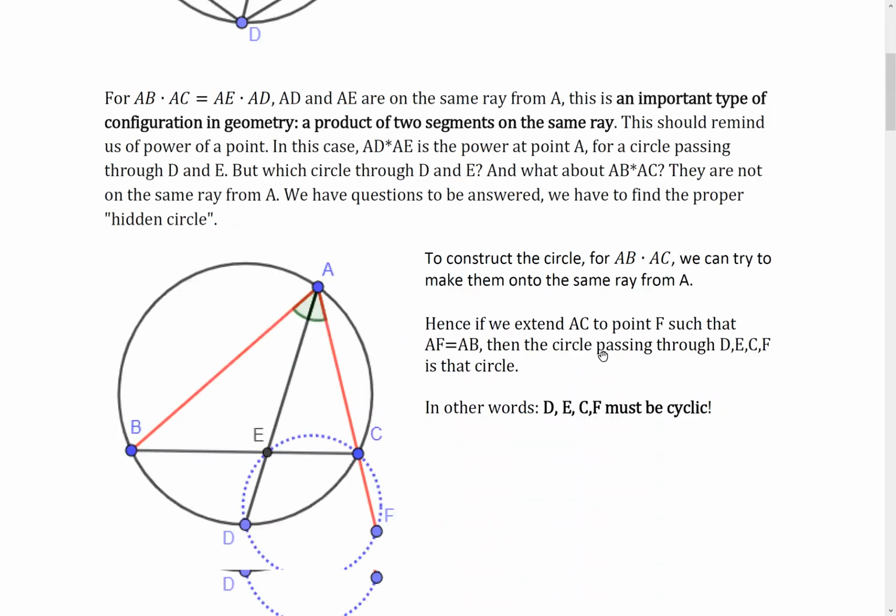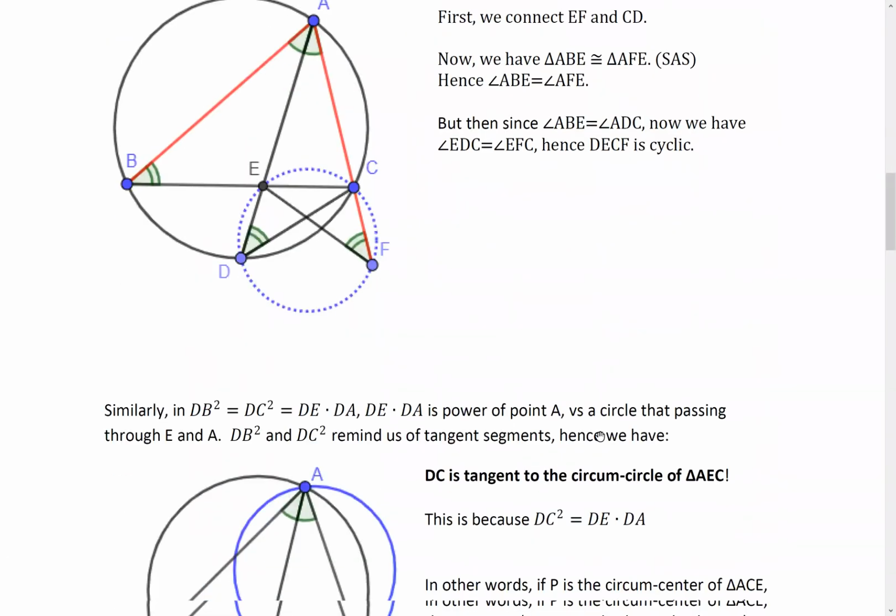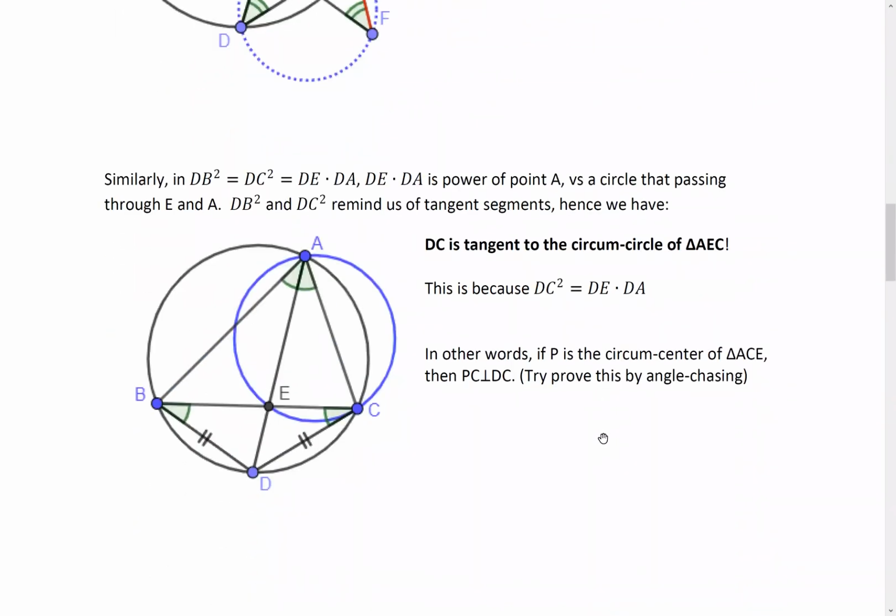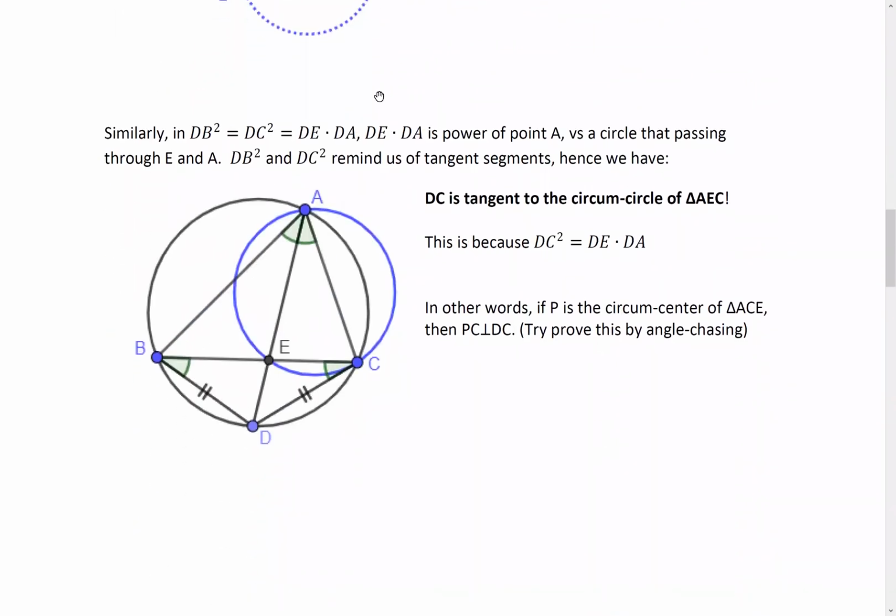Which is here. This one. Okay, so if you draw the circumcircle of triangle ACE, then DC should be a tangent.